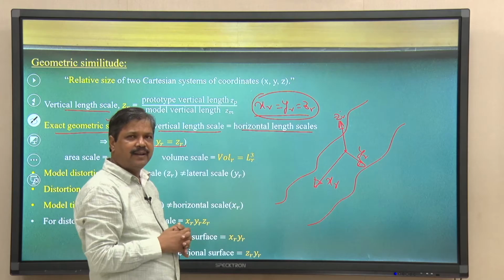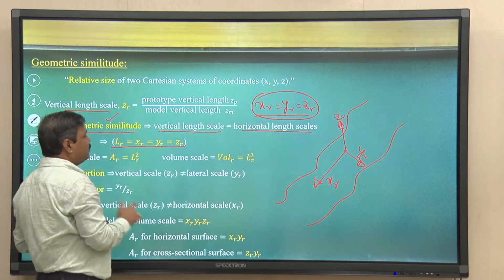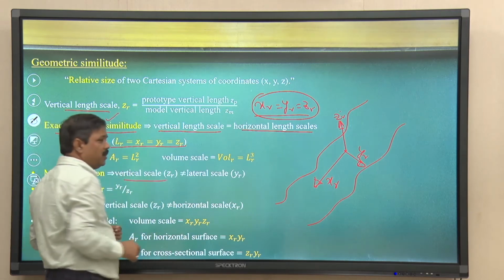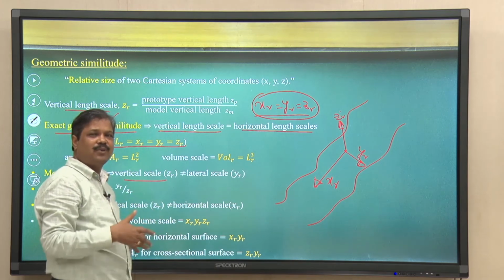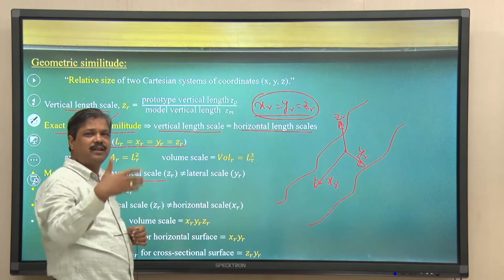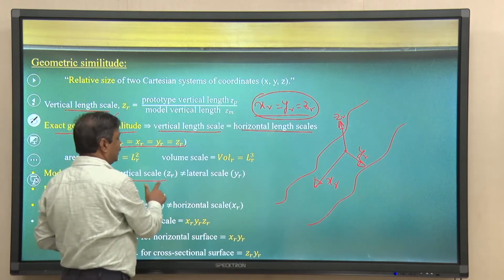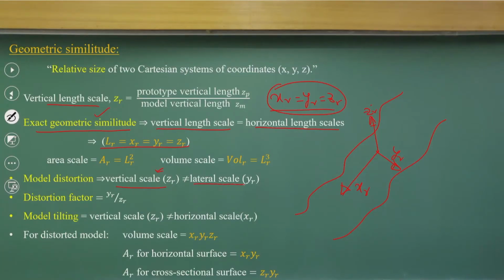We call it geometric similarity. But many times, as I said, the vertical depth of rivers is much less compared to the width or the length. So, we choose the vertical scale different from the lateral scale. In that case, we have model distortion, when the vertical scales are not equal to the horizontal scales. The distortion factor is YR divided by ZR, the length ratio in the Y direction divided by the ratio in the vertical direction. So, the vertical scale is not equal to the horizontal scale.